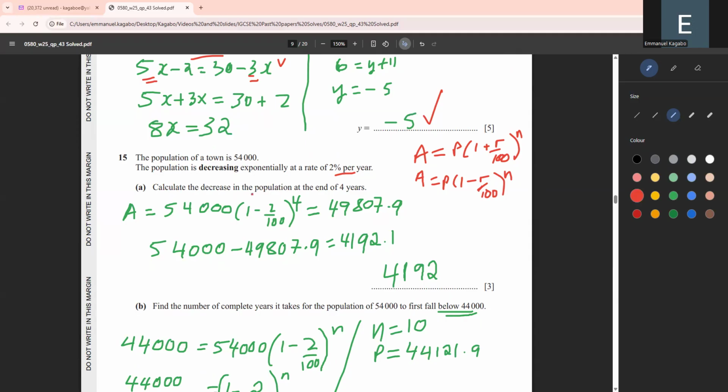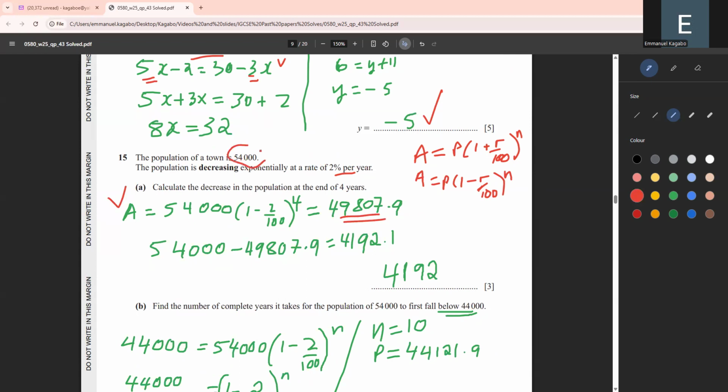in population at the end of 4 years. So I have to know at the beginning 54,000. So after 4 years, what is going to be the population of this town? That's why I'm using this formula. And after 4 years, the population is this.